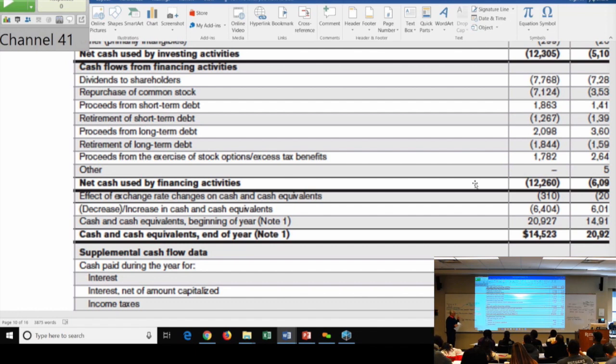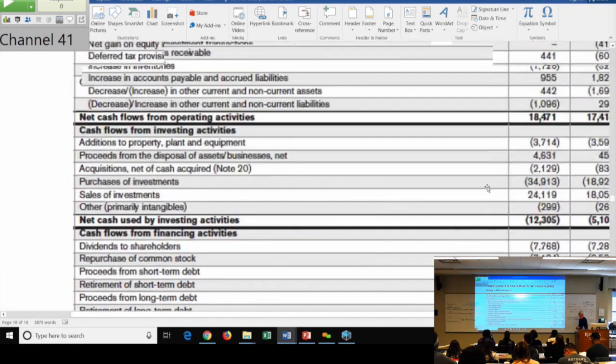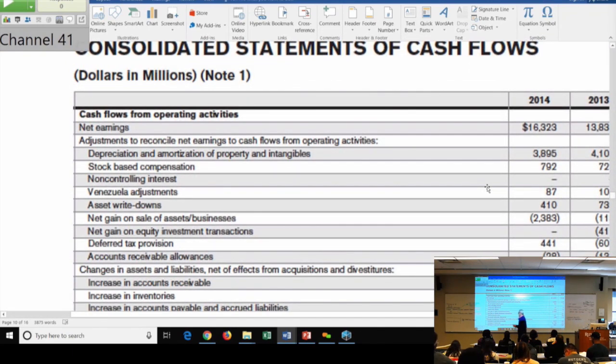Now, we're going to look at something that is extremely important, not only in this course, but in all courses, and that is the idea of articulation. The statements definitely tie together. And the reason why the FASB likes this format is because everything links. So, for example, let's start with net income in 2014. It's right here. We have 2014 net income.